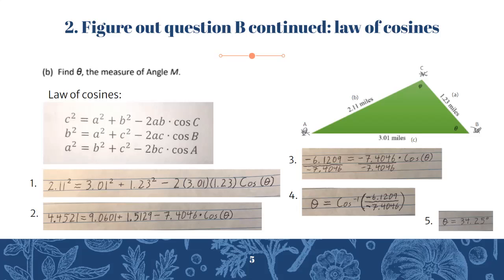And from there, we need to divide negative 7.4046 from each side so we can get cos of theta by itself. And after that, we will get theta equals the inverse of cos, so cos to the negative 1 of negative 6.1209 divided by negative 7.4046. And when we plug that into our calculators, we will get theta equals 34.25.